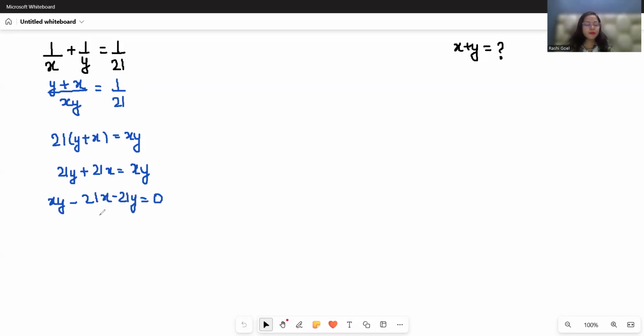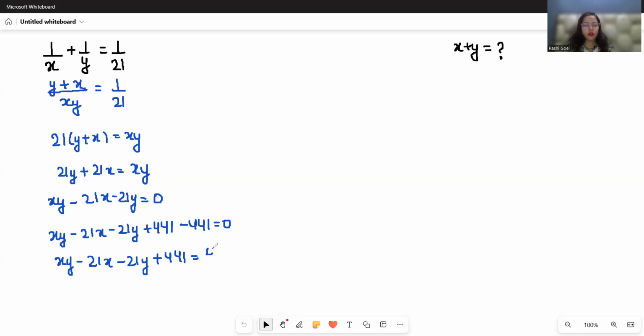We can write it like this. Now I'm going to add and subtract 441 to this. Now xy minus 21x minus 21y plus 441. Take this negative 441 to the other side. Now from the first two terms, if I take x as common, so y minus 21, and from the next two terms, if I take 21 as common, so y minus 21, equals 441.